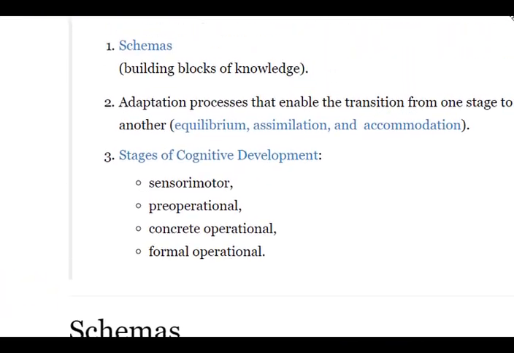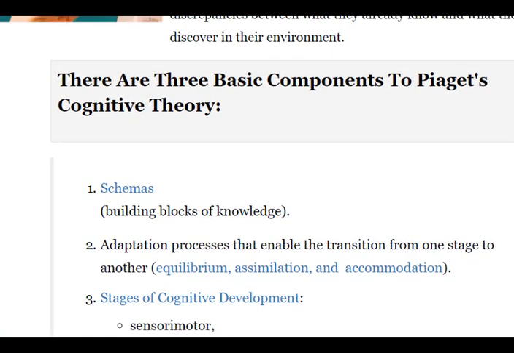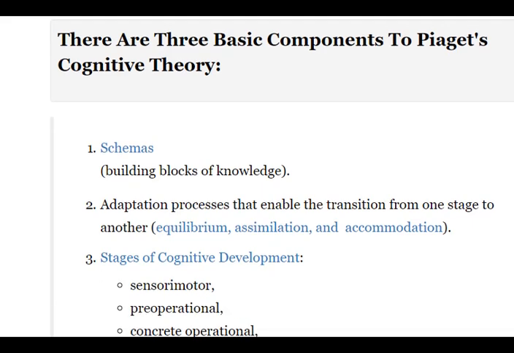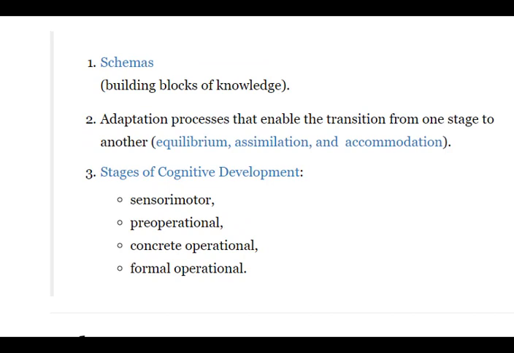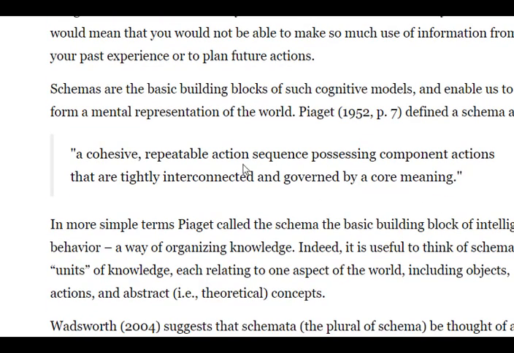Just to give you a little bit of background, this is Piaget's cognitive theory, which is a little bit different than the assimilation rule, but it's all based on one comprehensive way of looking at things. And these were covered, by the way, in other courses. If you've taken other psychology courses with us, there's schemas, which are building blocks of knowledge. In other words, schemas are cohesive, repeatable action sequences possessing component actions that are tightly interconnected and governed by a core meaning, like the mechanics of how something works, how a recipe is put together for chocolate cake or a bowl of cereal or hot water or whatever it is.